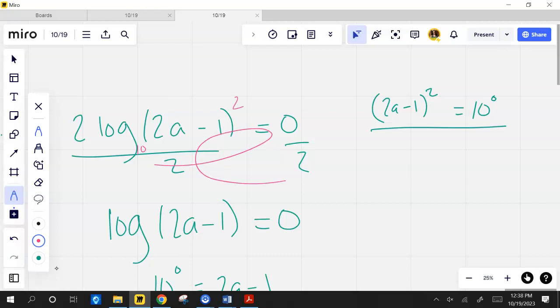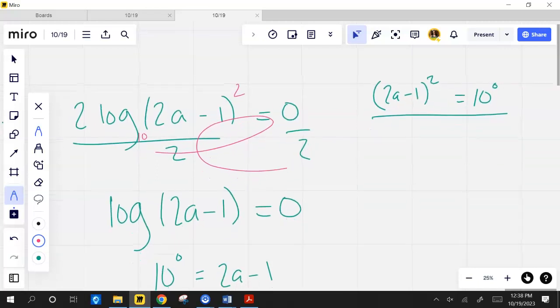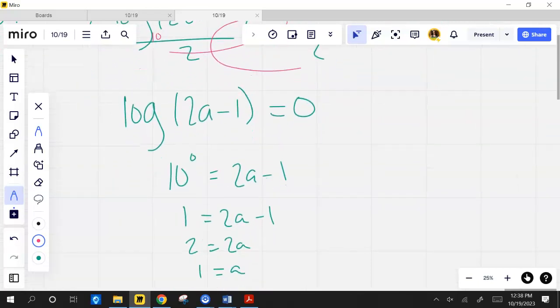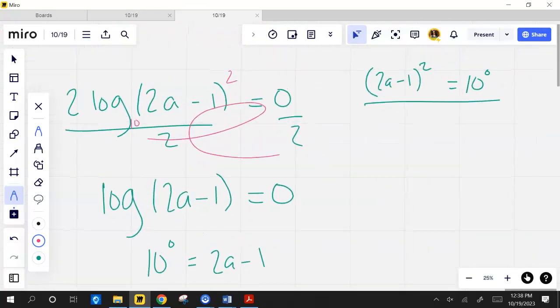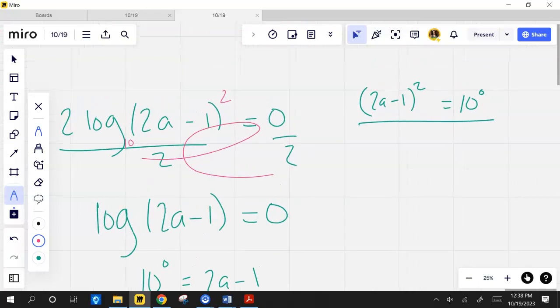So you'd have to FOIL it out and do all that. Yes, honey. I think 0 is an extraneous solution. Yes, 0 is an extraneous solution. It might work whenever you solve it through, but if you were to plug it back in, you can't have the log of a negative number, right?